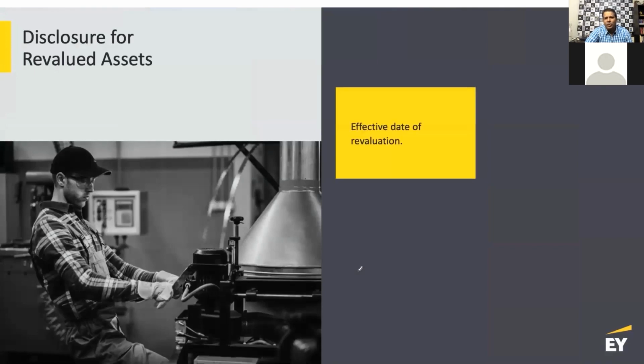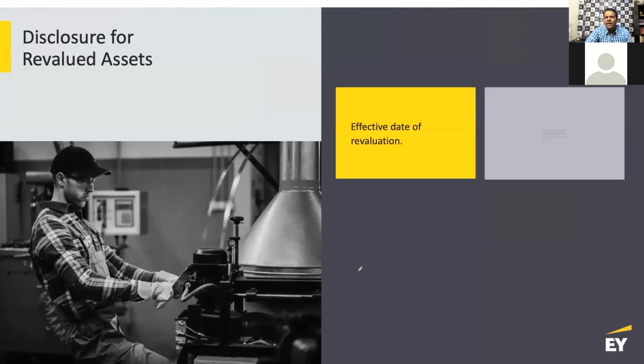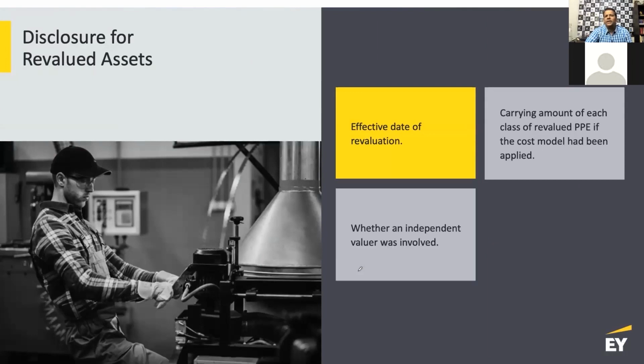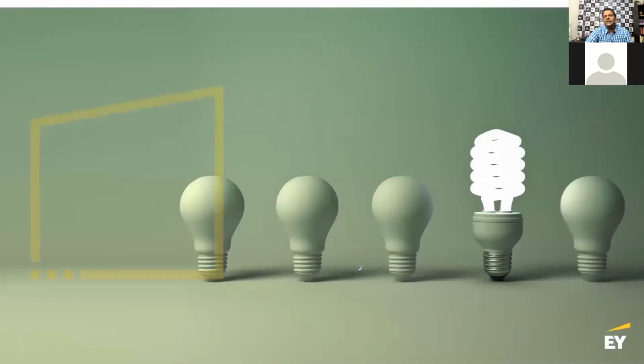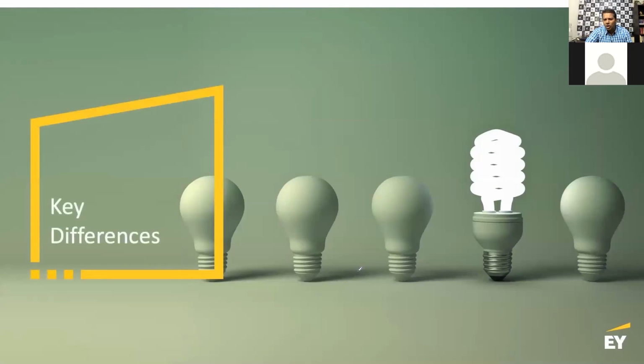If they are revalued assets, you disclose the effective date of revaluation, the carrying amount of each class of revalued PPE, whether the cost model has been applied, whether an independent valuer was involved, the revaluation surplus including movement, and any restriction on distribution of the balance to shareholders. All of that is what you are required to disclose.